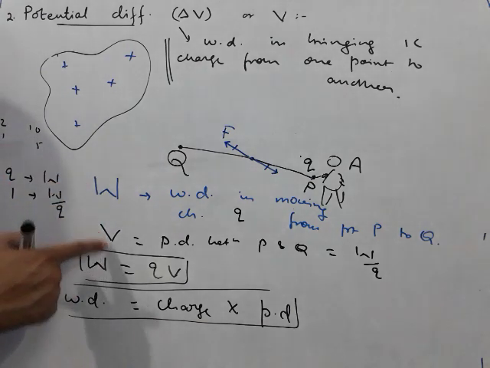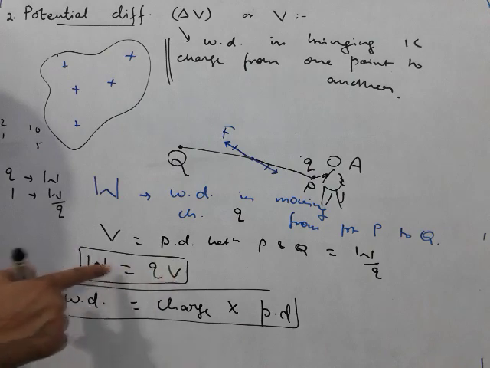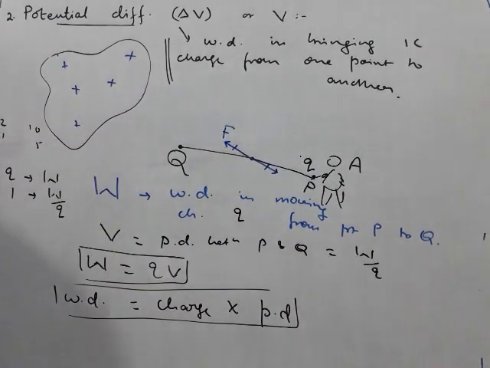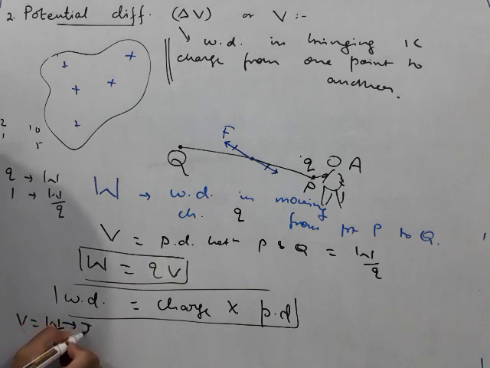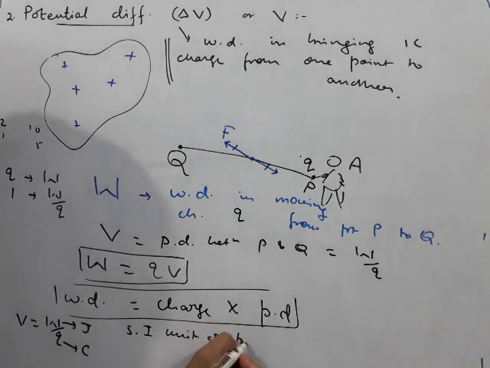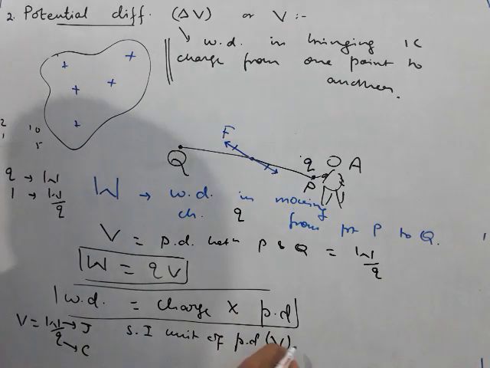Now this potential difference between 2 points, we have defined V as W by Q. So you can see, students, that if V is W by Q, W's SI unit is joule, charge's SI unit is coulomb. For V, the SI unit should be joule per coulomb. So the SI unit of potential difference, which we write as V, is joule per coulomb.